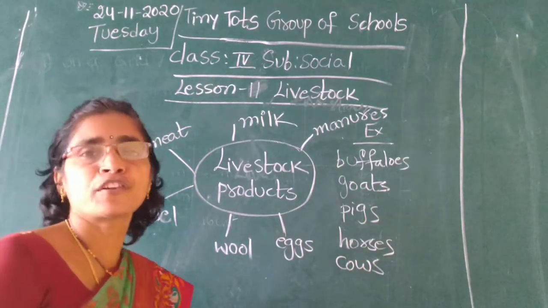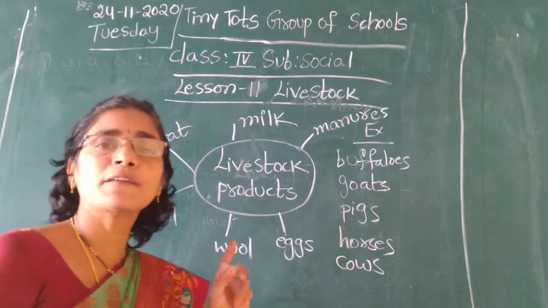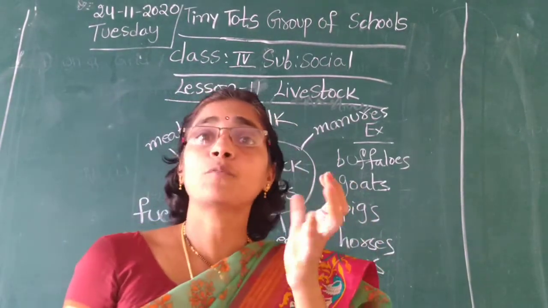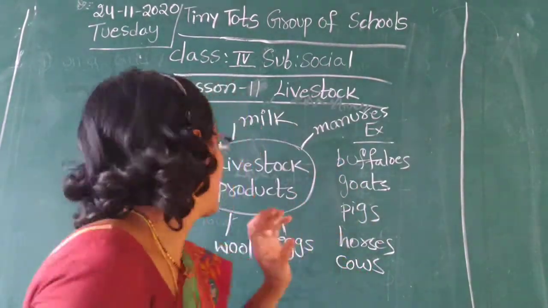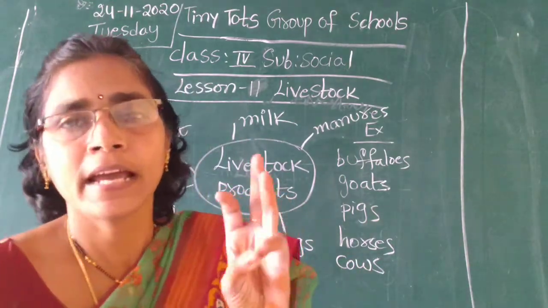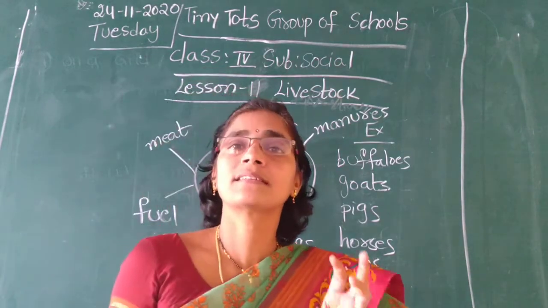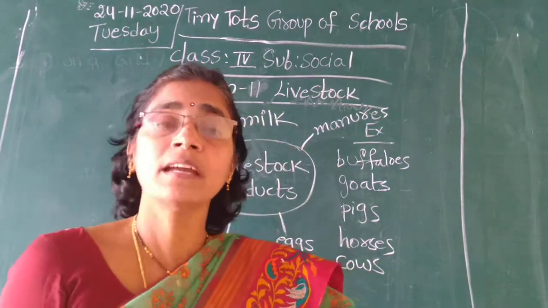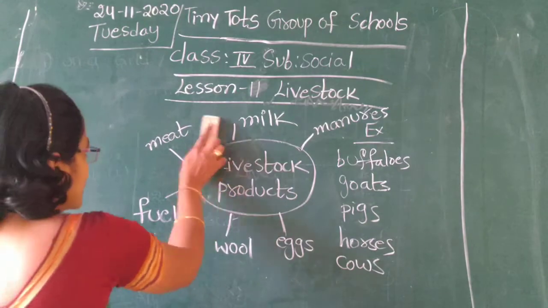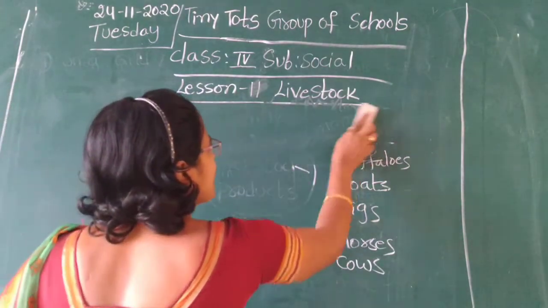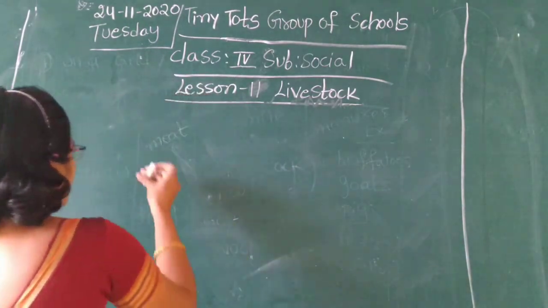We can get wool from sheep. We can get fuel from cow dung. We can make it as gobar gas. And we can get meat from hens, ducks, goats and sheep. Okay? These are the products of livestock. Now I'll explain what is the importance of livestock.